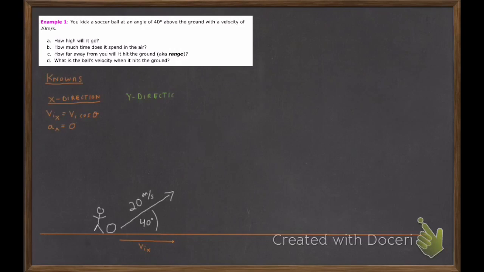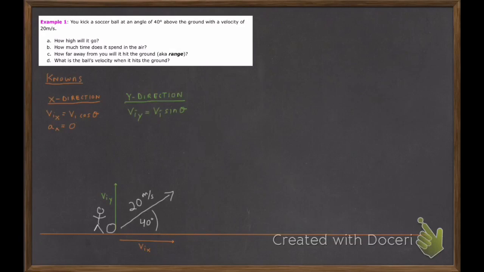Okay, and what are our knowns? Well, VIY is equal to the VI times the sine of theta. And since we specify what that's going to be, let's draw our vector. That vector will be right here, and we can label it as VIY.